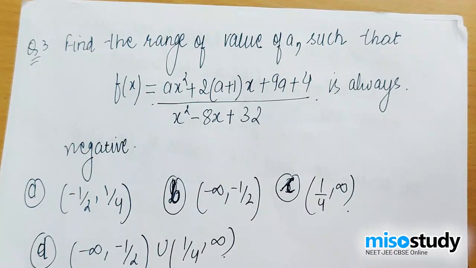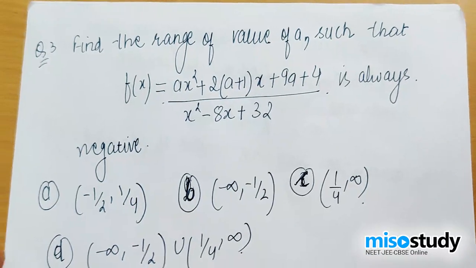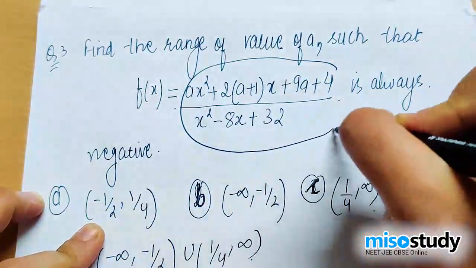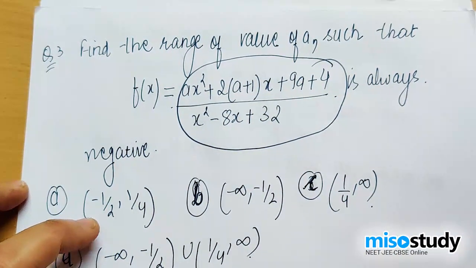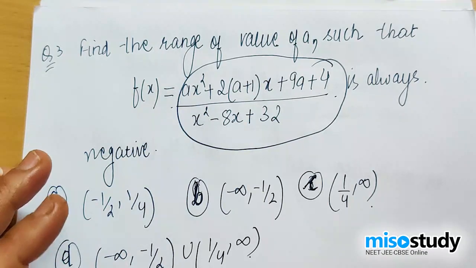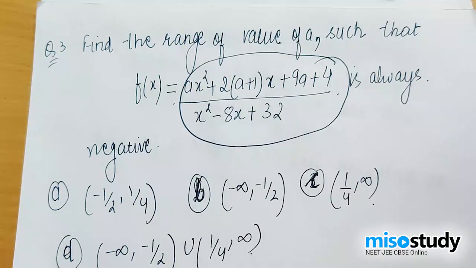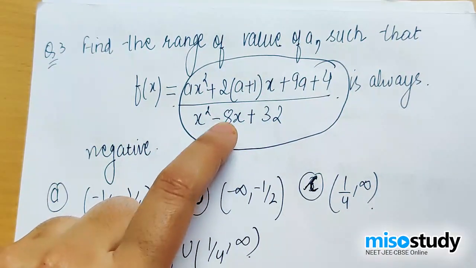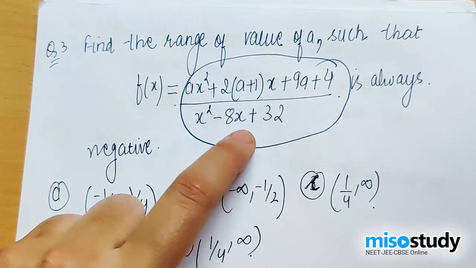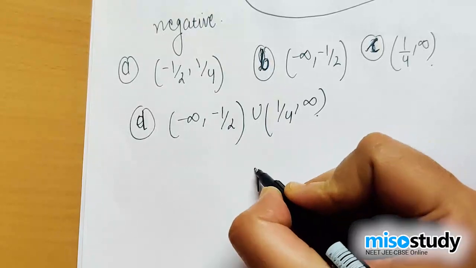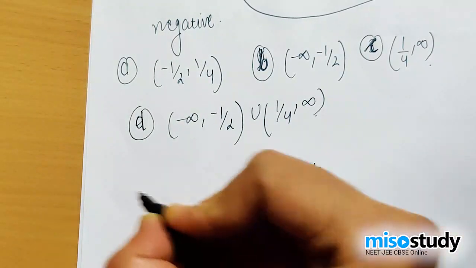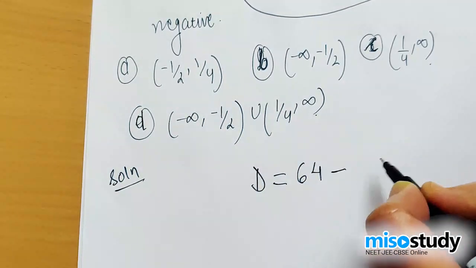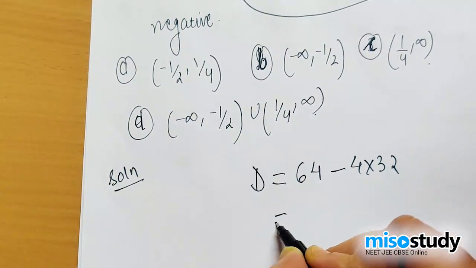Find the range of values of a such that f(x) is always negative. Now since this entire thing is negative, it has a numerator as well as a denominator. Whether it is negative or positive will depend upon the sign of both the numerator and denominator. Since the numerator is not completely known to us, but the denominator is, let's do some analysis about this. If I find the discriminant of this, I will have 64 minus 4 into 32. Clearly it's negative.